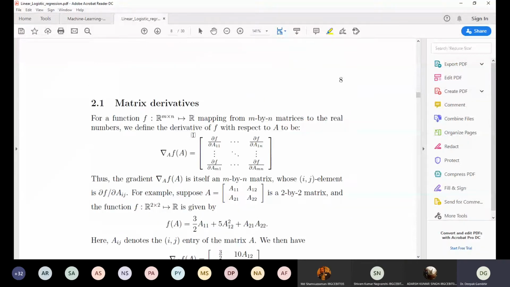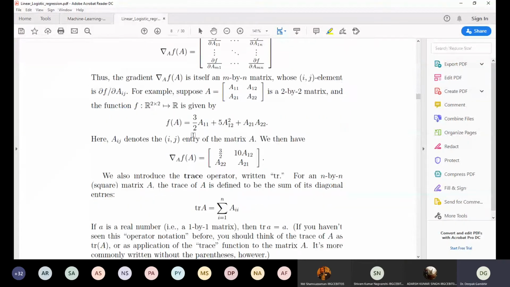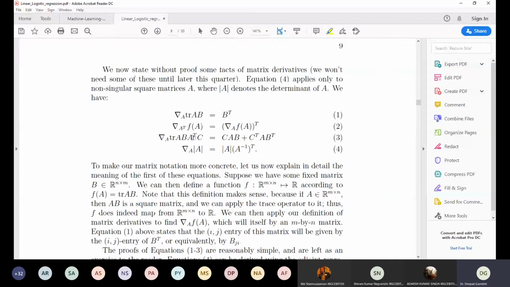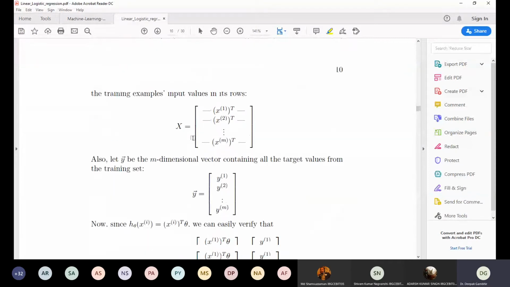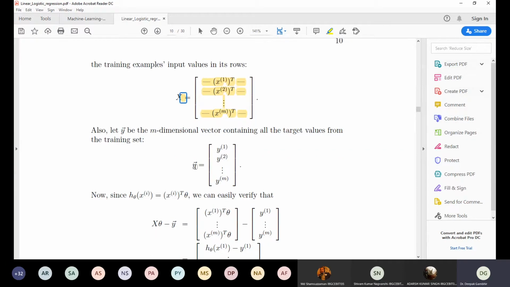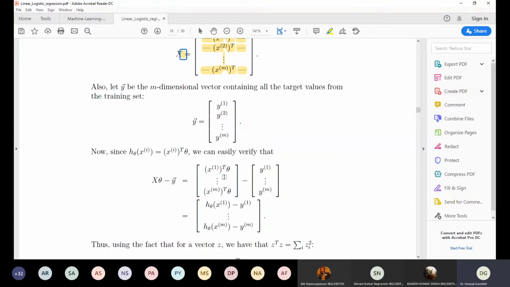Another thing we have done: if we have a very compact number of input features, then we can take them as a matrix. Suppose the input features are represented with the x vector and the output features with the y vector. When we have computed that, we can compute our hypothesis as x transpose theta.